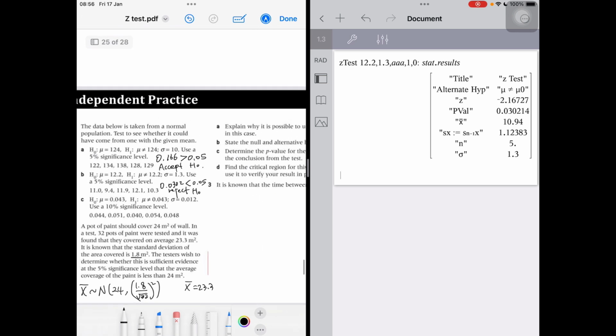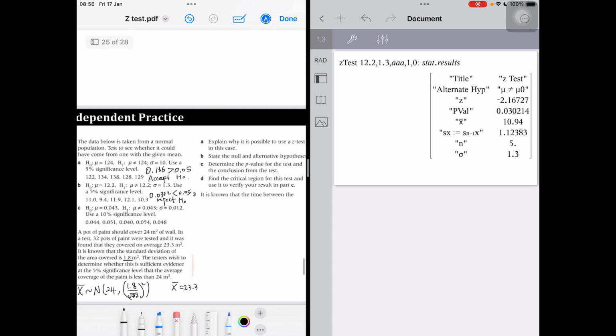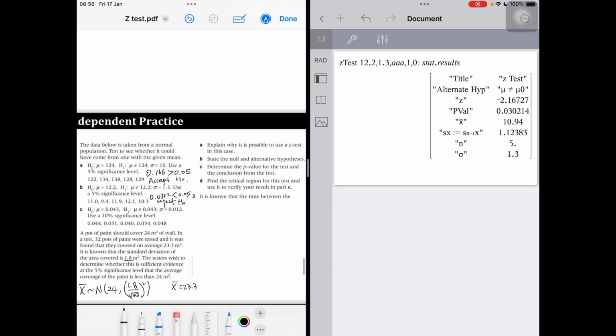Oh, there are sub-questions. So number A, why is it possible to use the z-test in this case? We have sufficient samples, more than 30. When we have more than 30, usually it follows a normal distribution, and we can use the z-test. We call it the central limit theorem. And also, we know the population standard deviation, which is another very important factor.